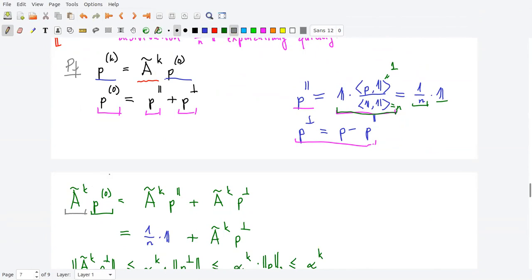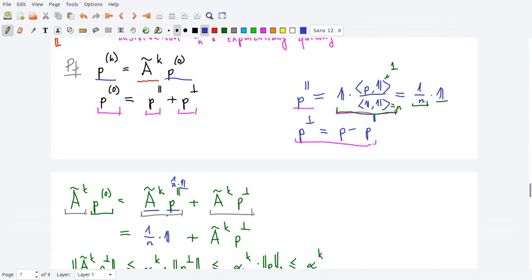Good. So now, what does it mean to take our initial probability distribution p0 and apply our normalized adjacency matrix k times? Well, by linearity, I can apply it on the parallel part and on the perpendicular part separately. And what happens on the parallel part? Well, this parallel part is actually 1 over n times all ones. So in particular, it is parallel to all ones.